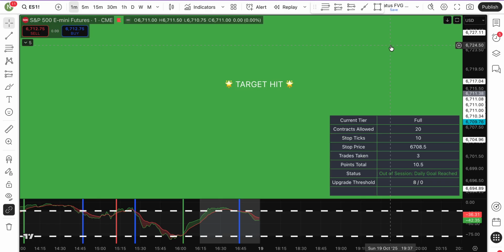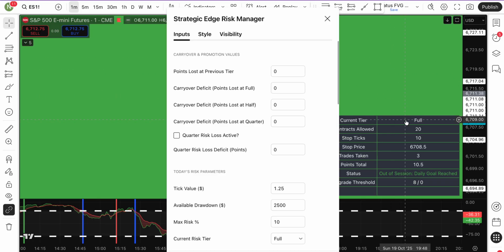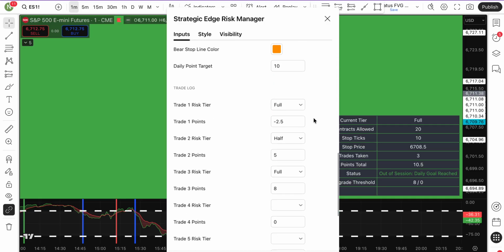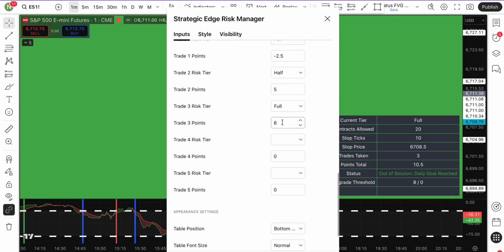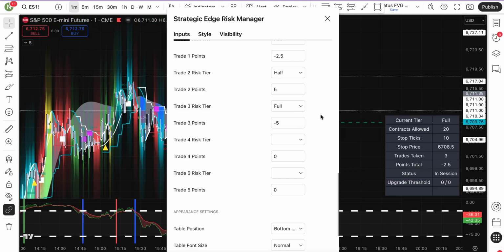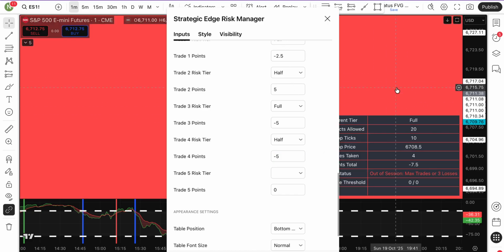So honor the risk manager. Be honest when you're using it. Let's talk about a scenario where I didn't hit full. Let's talk about one where I took a loss here. We lost another 5 points. So technically, we could still be trading. In fact, let's go ahead and do it. Let's lose one at half too, and we lose another 5 points. So now we've taken 3 losses. We got locked out for the day.